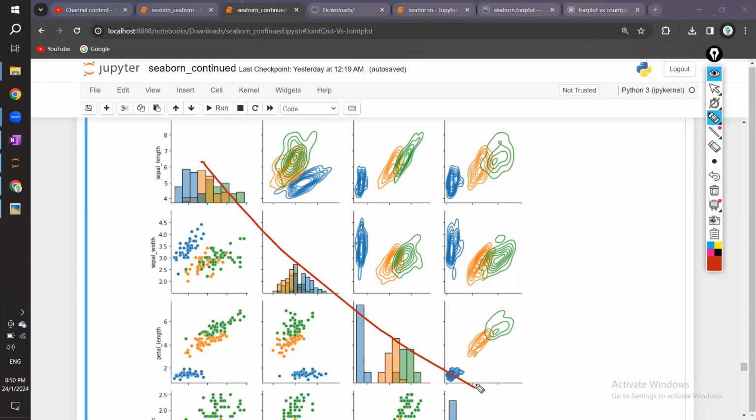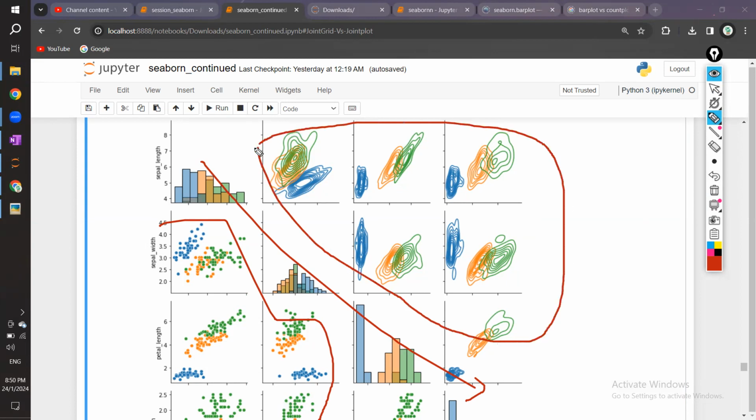So that's why this histogram you are able to understand, and at below, scatter plot you will get some idea. You will get, okay, some columns are correlated and some are not. And here from KDE you will get some other information.